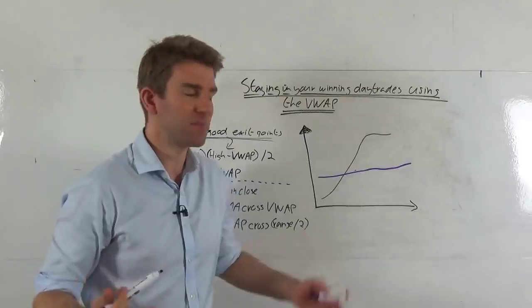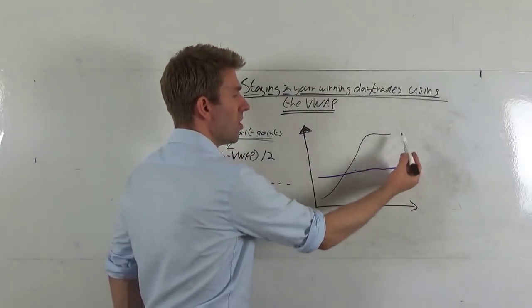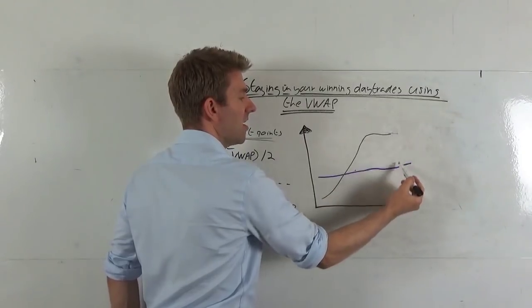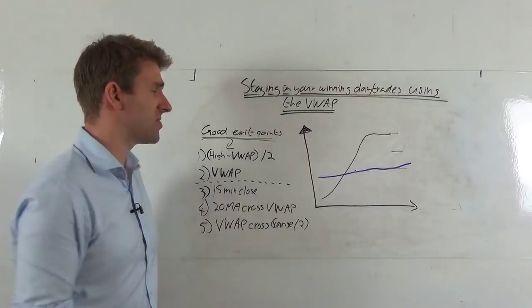We still want to have that flexibility. So we use high minus VWAP divided by 2. What do we do? We take the high level here, we take the VWAP, and we just take the midpoint between the two. That's all that's giving us. It's the midpoint between the two.